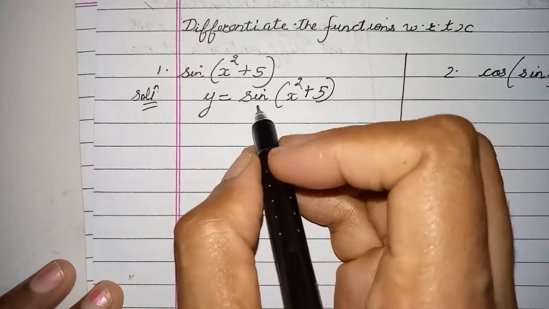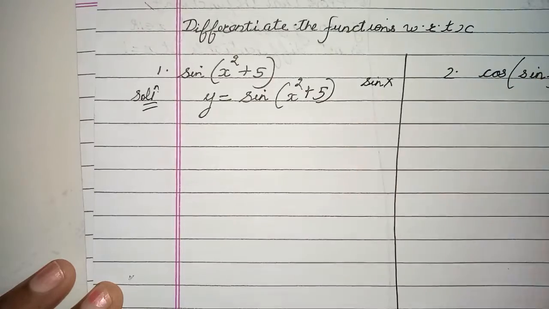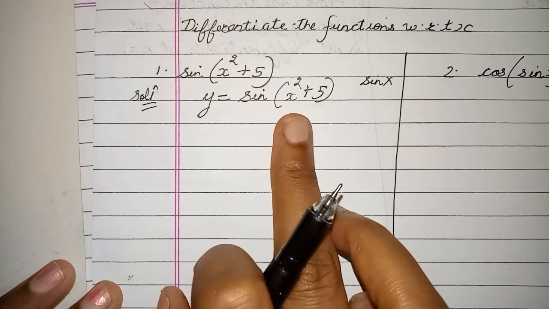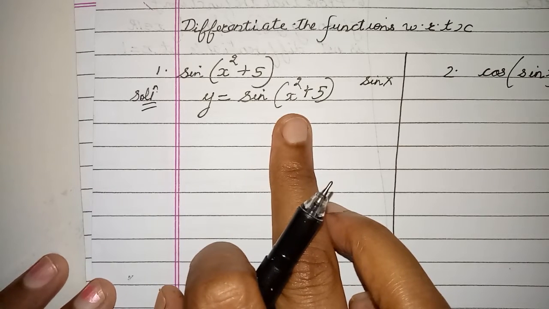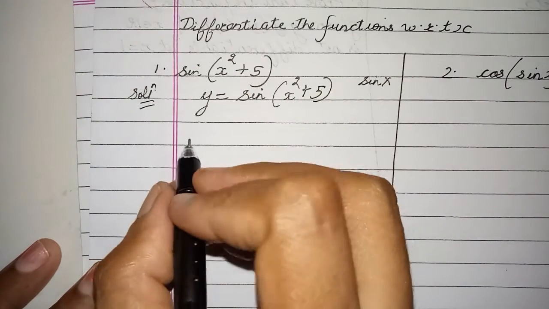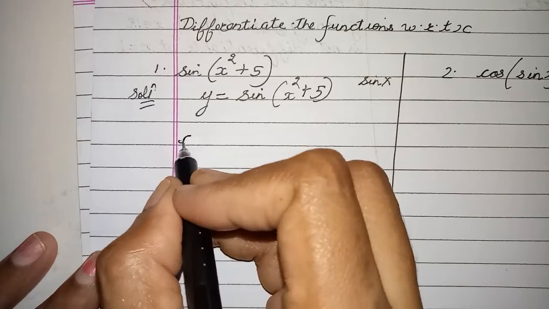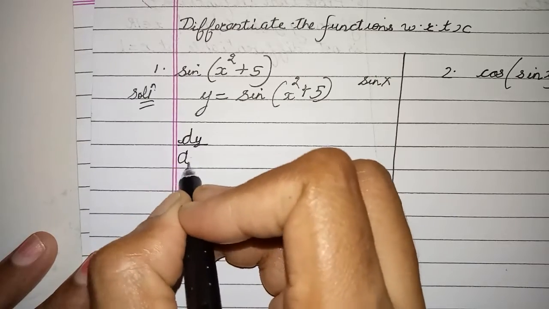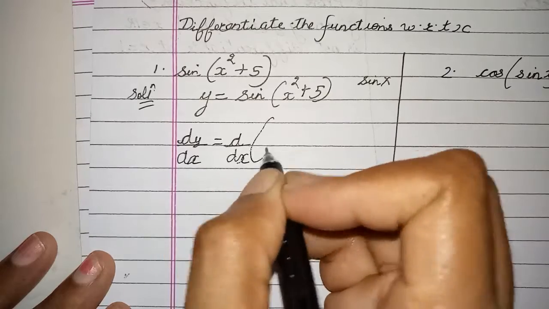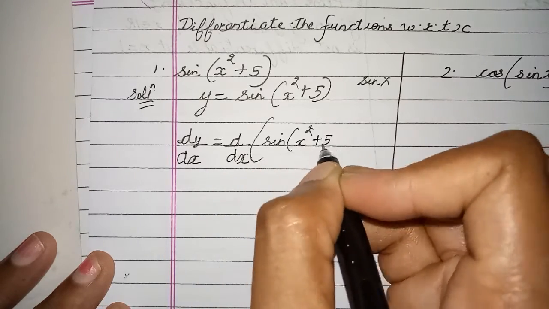Now, children, we know to find the derivative of sine of x. But we don't know to find the derivative of sine of x square plus 5, because this is nothing but a composition of functions. So what we are going to do here is apply the chain rule. Differentiating with respect to x, you will get dy by dx equal to d by dx of sine of x square plus 5.